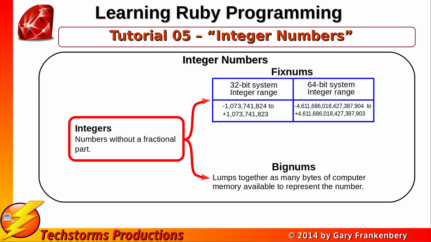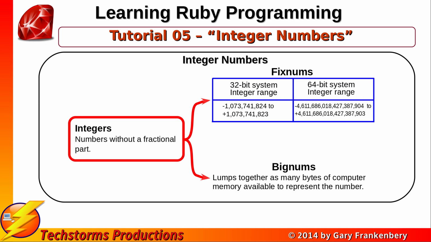Actually, Ruby does not use quite 32 bits or 64 bits to represent integers. Well, it does, but it uses 1 bit to represent the sign of the number, positive or negative, and another bit for internal purposes. So Ruby uses 30 bits or 62 bits to represent the size of the fixnum integer. So the magnitude range of integers in Ruby for a 32-bit system is from approximately -1.073 billion to +1.073 billion. And the range of integers in Ruby for a 64-bit system is from approximately -4.611 quintillion to +4.611 quintillion.